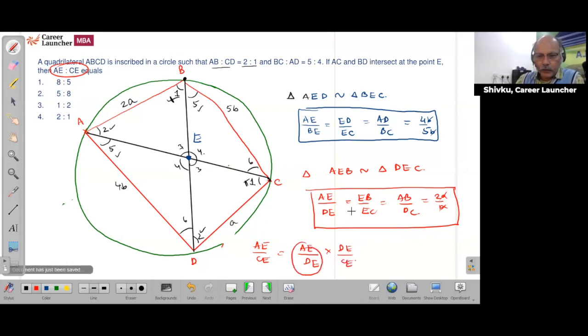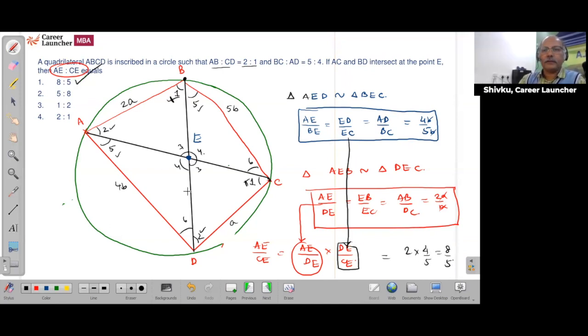This comes from here, and this one comes from here. So we get the answer as 2 into 4 by 5. That is equal to 8 by 5. So the correct answer to this question is this.